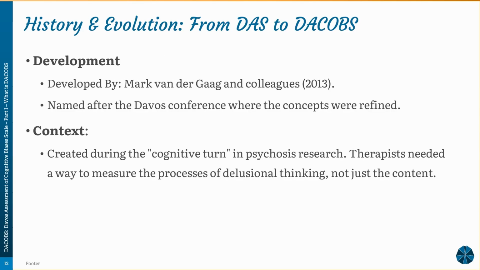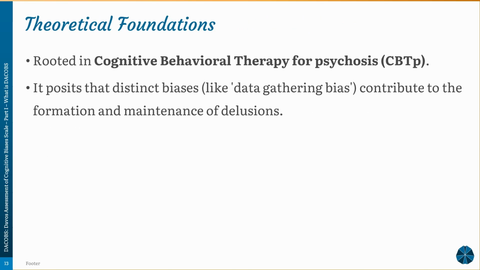DACOBS was developed by Mark van der Gaag and his colleagues in 2013, named after the Davos conference where the concepts were refined. It emerged from the cognitive turn in psychosis research. Therapists realized they needed to stop just looking at the content of delusions, such as the CIA is chasing me, and start measuring the processes that built that belief. DACOBS is deeply rooted in CBT for psychosis. The theory is that distinct cognitive biases are what maintain delusions. If we can measure them, we can treat them.